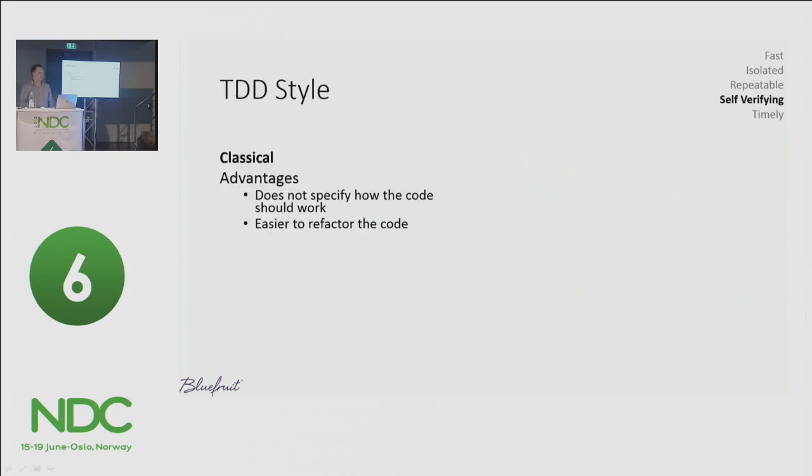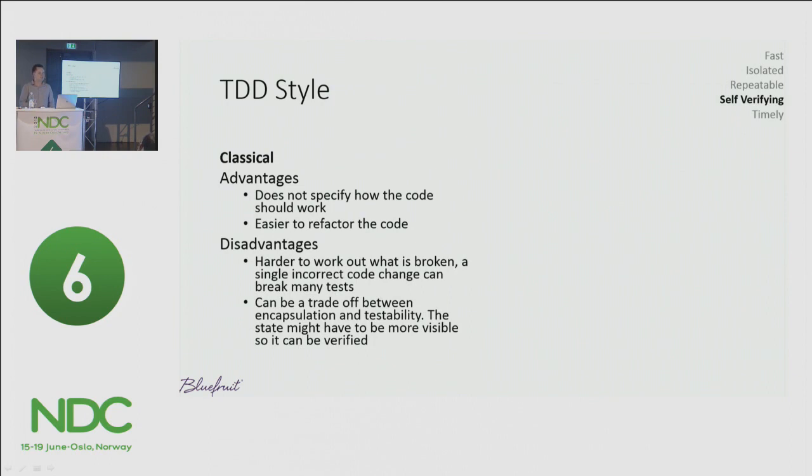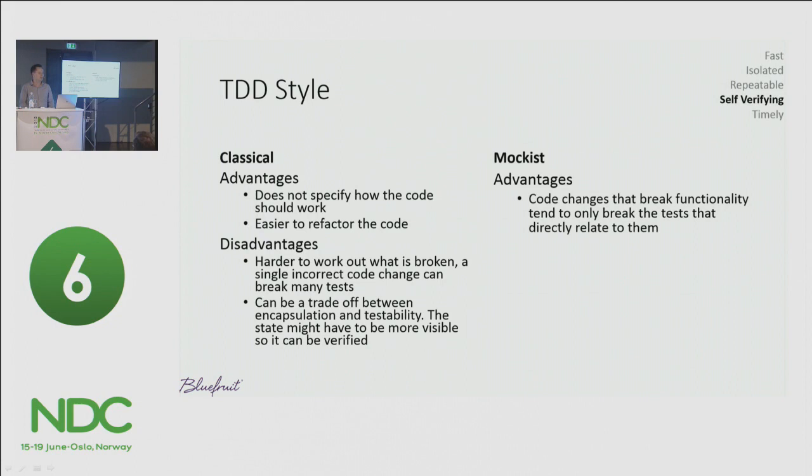Classical TDD has the advantage that it doesn't specify how the code works, it only checks the final state, and this makes refactoring easier. Its disadvantages are that a single incorrect code change can break lots of tests, especially if you're using the real objects as the collaborators instead of test doubles. And there can also be a trade-off between encapsulation and testability. The advantage to mockist TDD is that an incorrect code change tends to only break the tests that directly relate to the code.